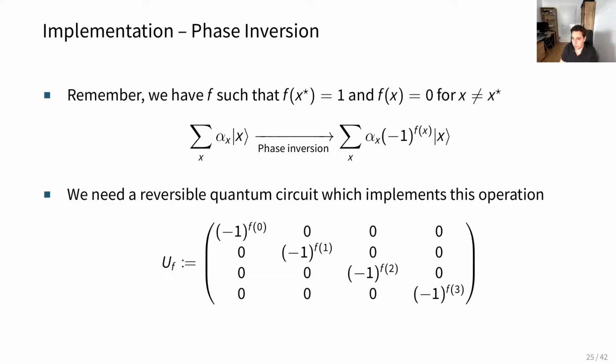Okay, so for every wrong answer, f of x will be 0. So basically we would have times 1. And for the correct answer, we would have minus 1. So basically the phase, the amplitude gets inverted. Okay, so if we think about that as a matrix operation, we may also write it down as this matrix here. But this is not really implementable in a quantum way, so we need some way to implement it.